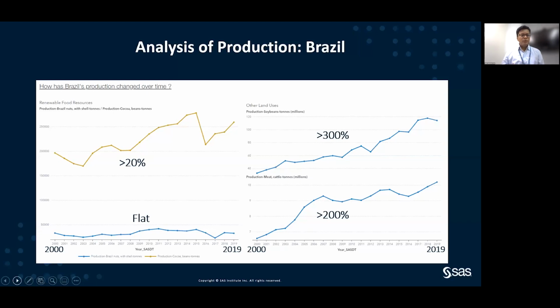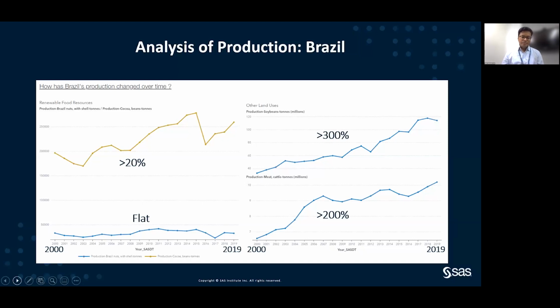Now on the left side, what you see is the renewable food resources like Brazil nuts. And on the right side, there are the land uses like growing soybean and using land for cattle grazing or meat. So it is clear from the graph that over a period of 20 years, Brazil has managed to increase the renewable food production by more than 20%.